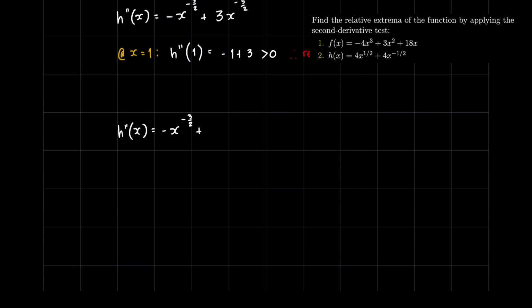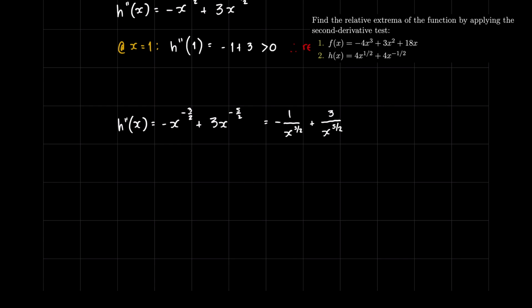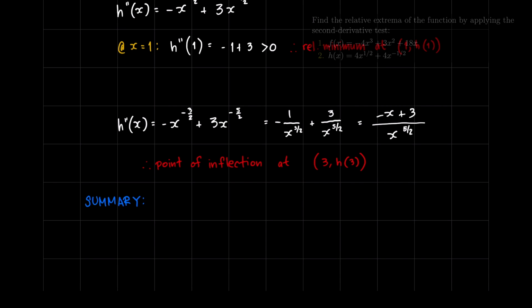Balikan natin si h double prime. Pwede natin siya i-rewrite as negative x plus 3 all over x to the 5 halves. Since 0 siya when x equals 3, may point of inflection tayo sa point na 3, h of 3. And let's summarize our results.